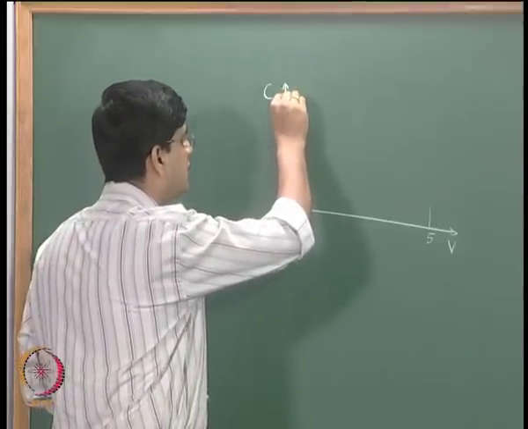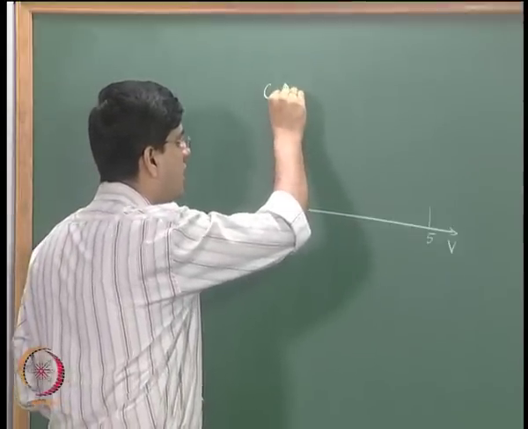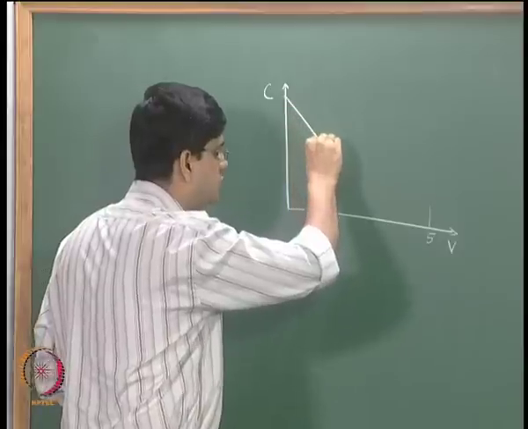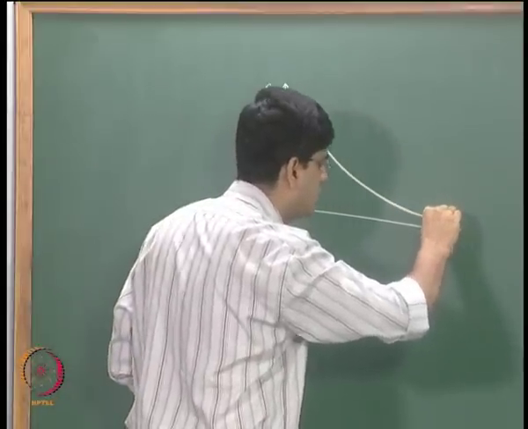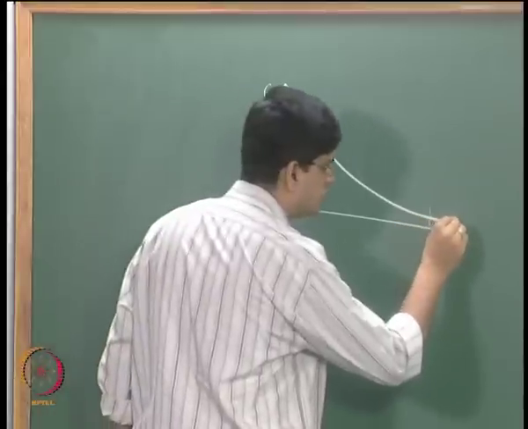So we started off at V equal to 1, and the white line that I am showing over here, let that represent the true solution.